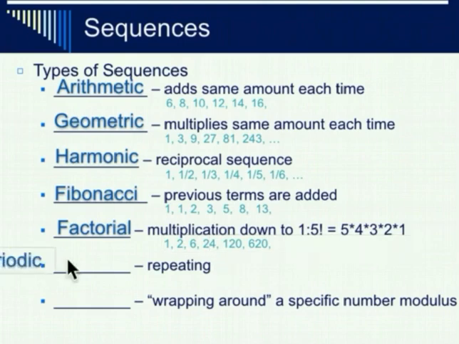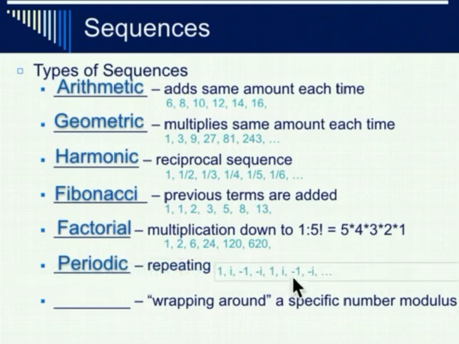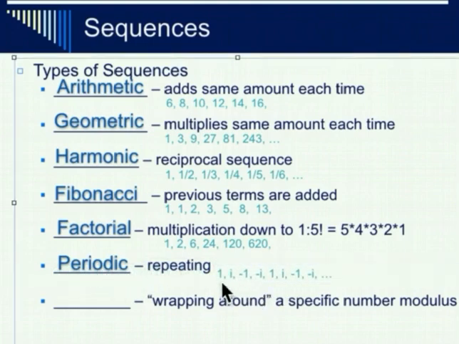A lot of sequences are periodic, or parts of them might be periodic, which simply means they repeat with some sort of pattern. How many terms it takes to repeat is called the period. We saw this with complex numbers. When you have different powers of i, that is a repeating pattern: 1, i, -1, -i, 1, i, and so on.